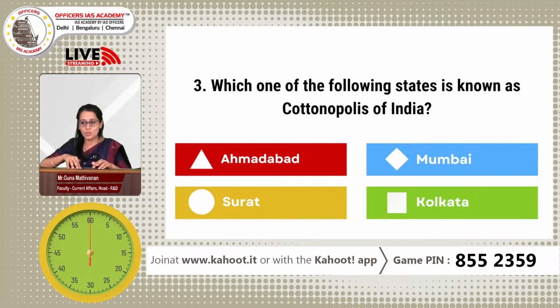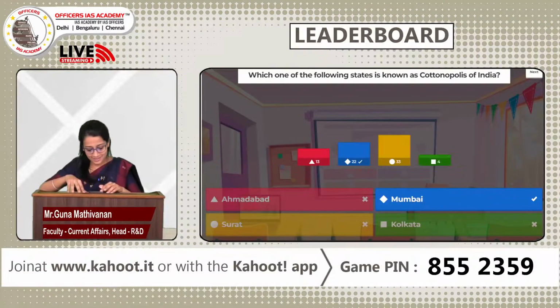Three, two, and one. With this, your time is over. So the correct answer is Mumbai. I think most of you have got this right, because in the 19th century, Mumbai was flourishing as the Cottonopolis of India because of the thriving cotton and trade industry. This industry was affected during World War I and II, and after that, the 1982 Great Bombay Textile Strike led to the closure of most of the textile mills, and it also led to the downfall of the cotton industry in Mumbai.